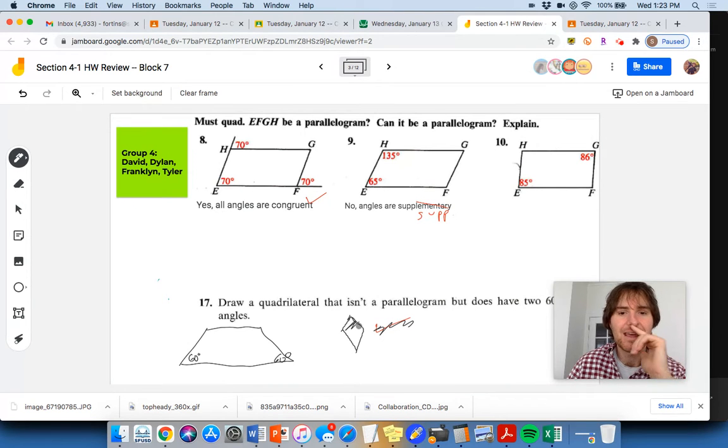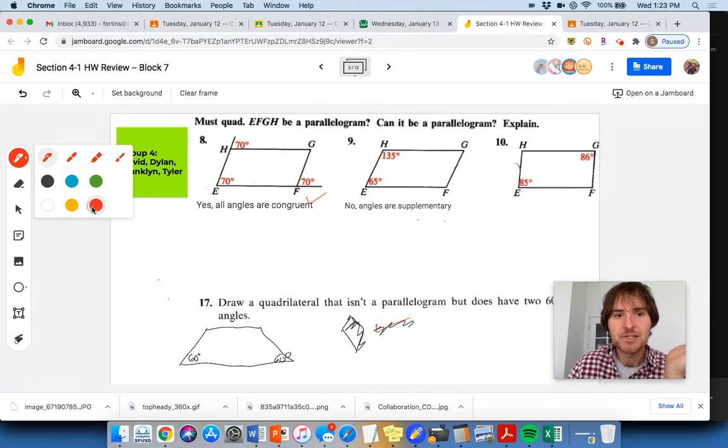So actually, let me get rid of that because I can't actually prove that. Okay, so they didn't do justification for this one. Number 8, number 9, they didn't justify. They got this one right after a little bit of feedback from good old Mr. Fortin here. But yes, all angles are congruent. That's not enough to really justify this. So you've got to explain here that this and this are congruent.